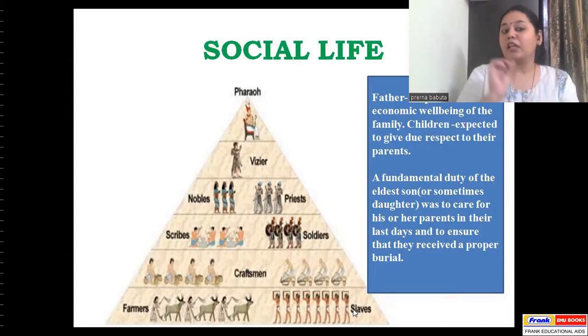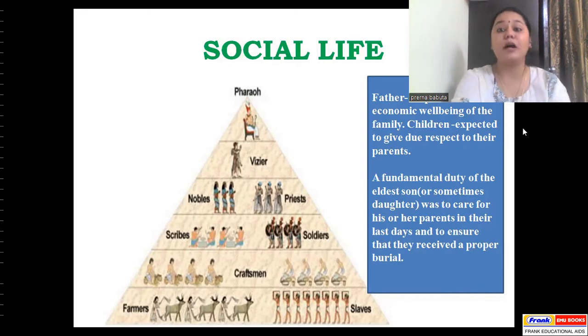But first, how the structure was in terms of family. Let's understand that. So the father was responsible for the economic well-being of the family, and children were expected to give due respect to their parents.